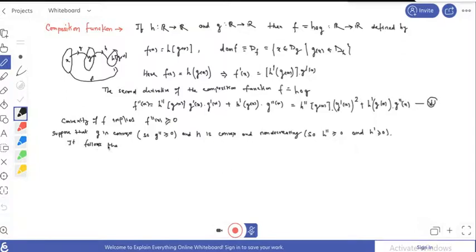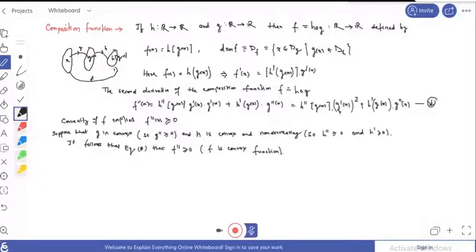it follows that, from equation star, your f double prime is greater than or equal to 0. Okay, so this means f is a convex function. So f is a convex function. Okay, so here there are some conditions depending on the signs: plus plus, plus plus, minus minus, minus minus, plus minus, and minus plus.